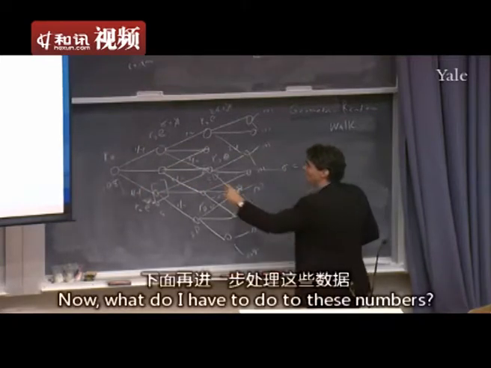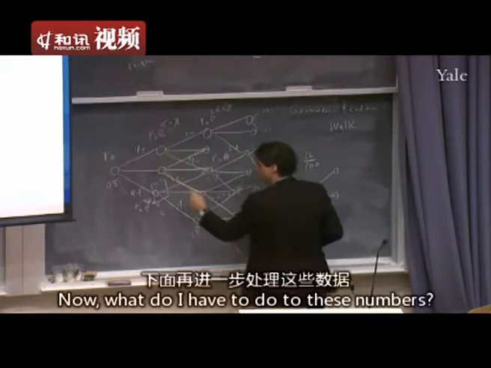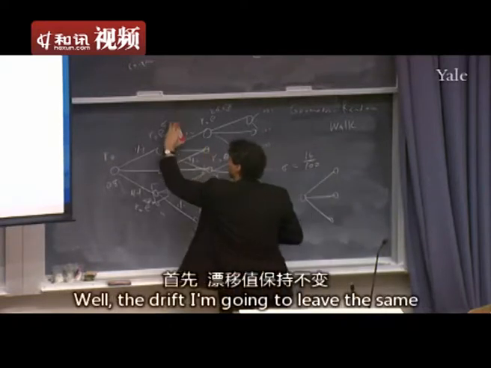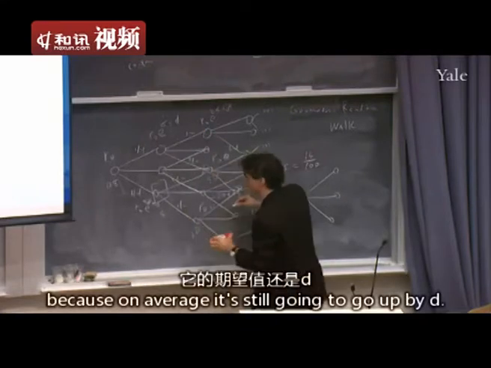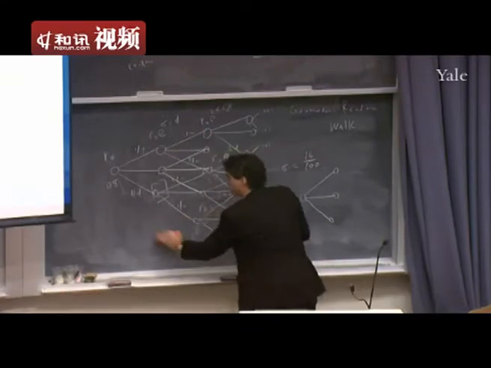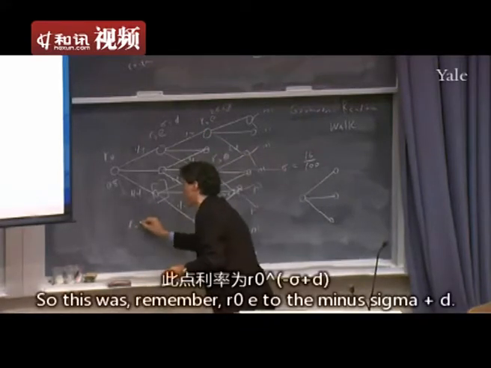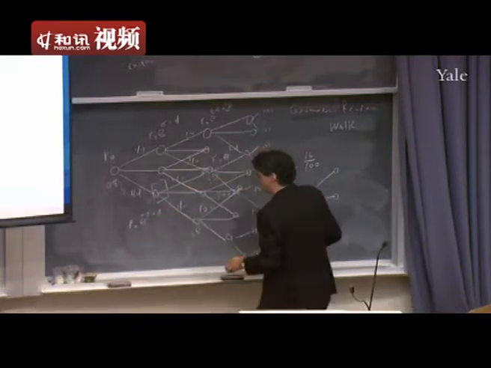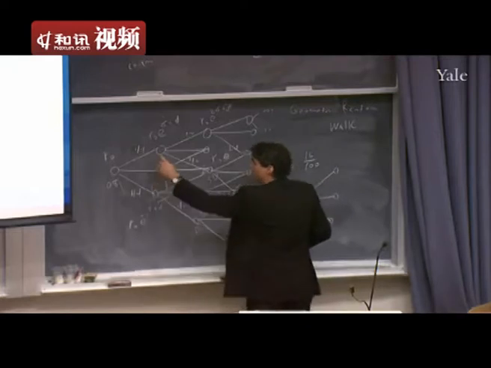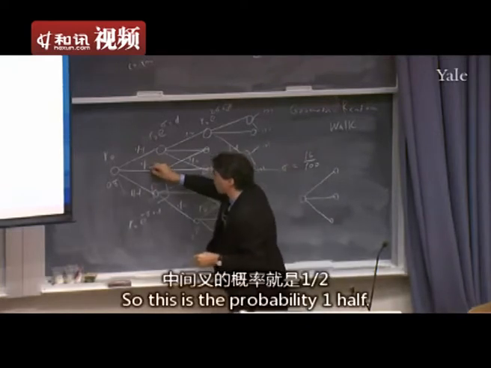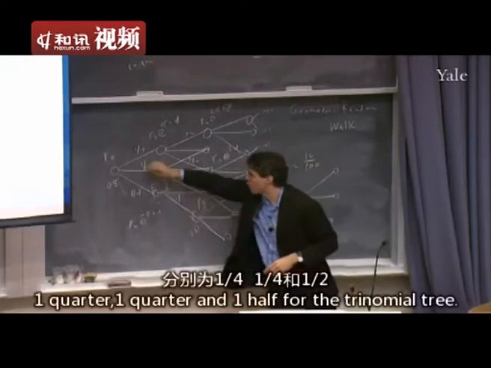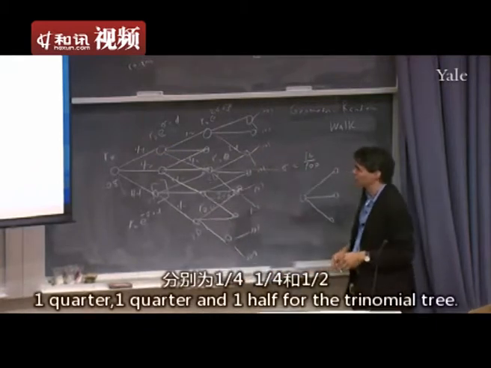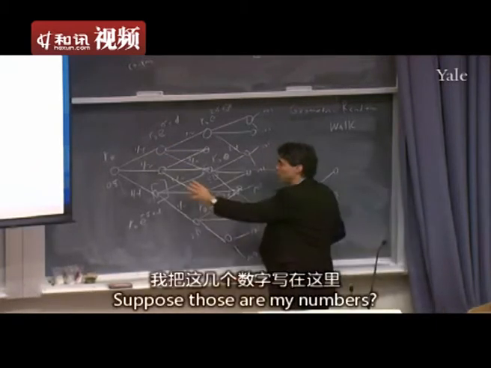Okay, now what do I have to do to these numbers? Well, the drift I'm going to leave the same, because on average it's still going to go up by d. Remember, this was R0 e to the minus sigma plus d. So this is a probability of half. I just made up three numbers for the trinomial tree: a quarter, a half, and a quarter. Suppose those are my numbers.